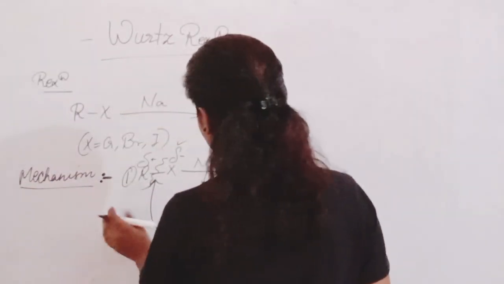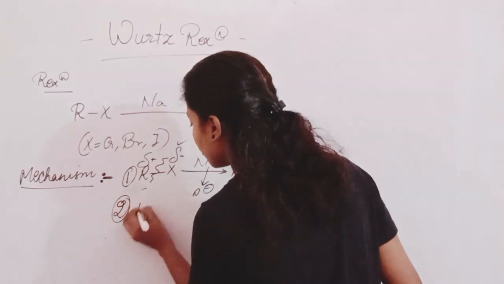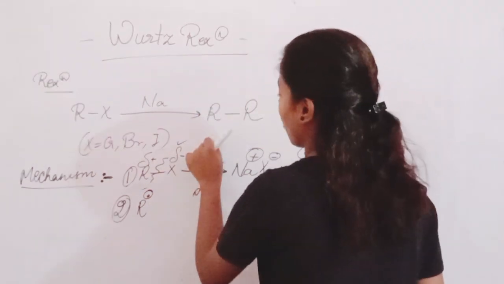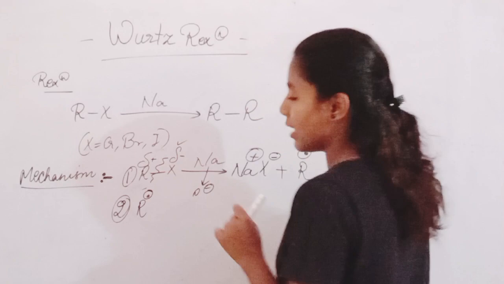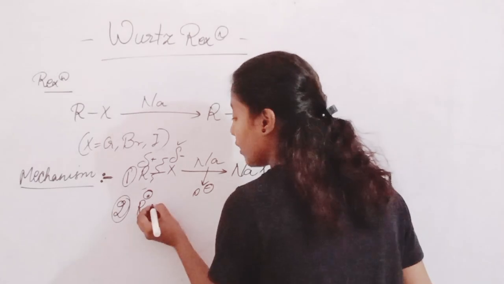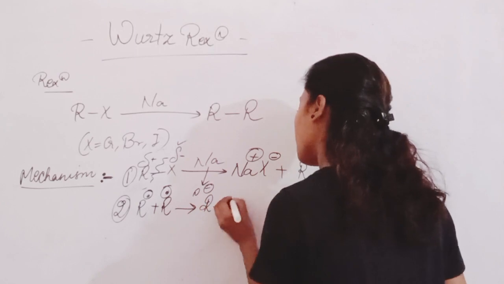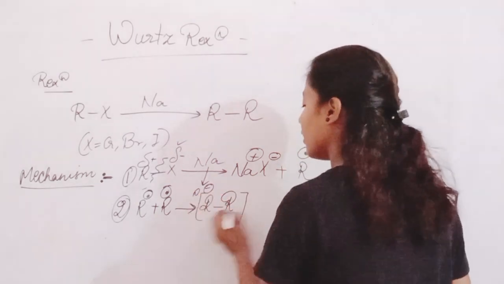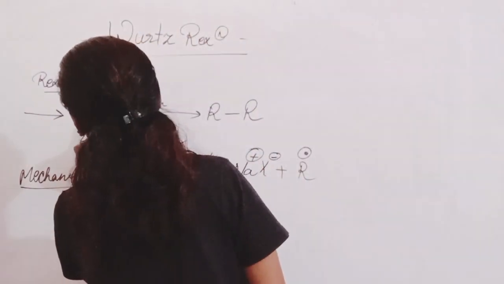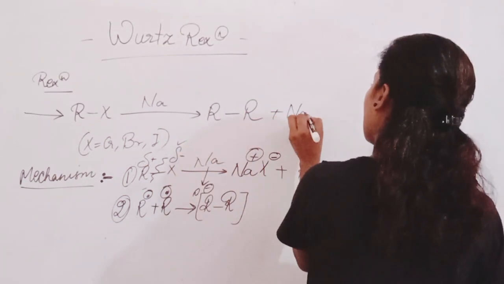Now what happened? This R will also want to react with something. Nothing is left, not a single Na or X is left. So how can I clear up my possibilities? So what will happen? R dot will react with its own compound and form R bond R. Okay, so what we get as a result in this reaction: R bond X, with the putting of Na, we get R bond R along with NaX.